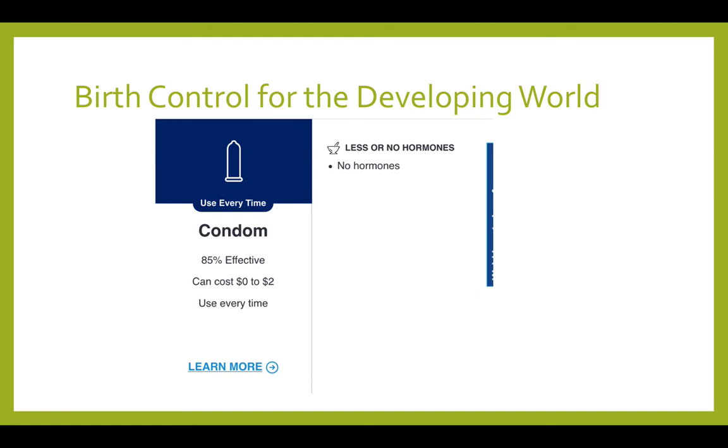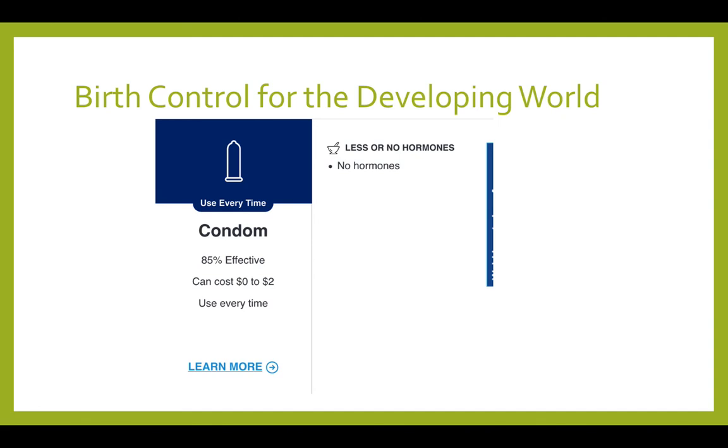So for example, in the southern part of Africa, there has been a lot of HIV/AIDS in recent years, and so condoms have really been encouraged as a way to help prevent the spread of HIV. It also helps prevent the spread of most other sexually transmitted diseases. However, for pregnancy, there's some downsides, I should say.